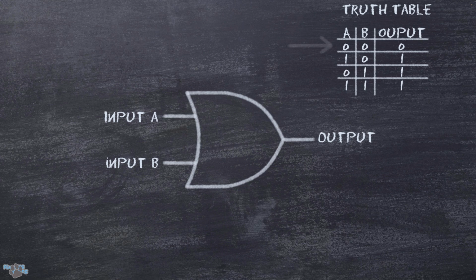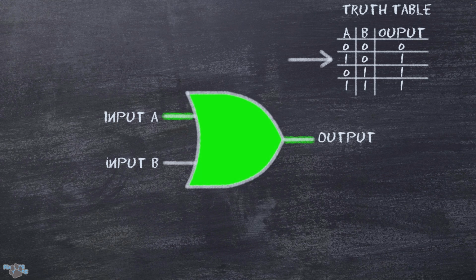Let's see this. As we can see in the truth table, if both input A and input B are in the off state, we have no output. If just input A is put into the on state, we have output. We see the same if just input B is put into the on state. And we also get output when they are both in the on state.